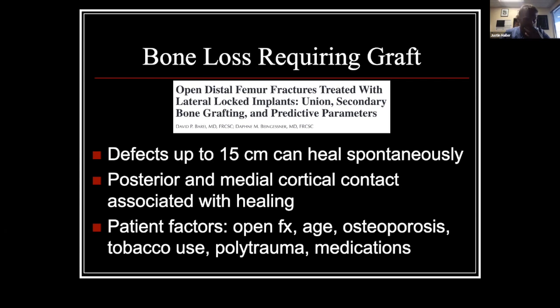There is an article by Dr. Bray and Beingester out of Harborview that suggests fractures with bone loss that have some posterior or medial cortical contact are associated with healing and may not require a bone graft. I think patient factors that we need to look at are whether it's an open fracture or not. Most of these, by and large, are what we see with bone loss, but there's a case I'll show in a little bit where it's not an open fracture, but there's some associated bone loss. Certainly age, osteoporosis and other things associated with poor healing may drive us towards addressing these injuries with an approach using bone graft.